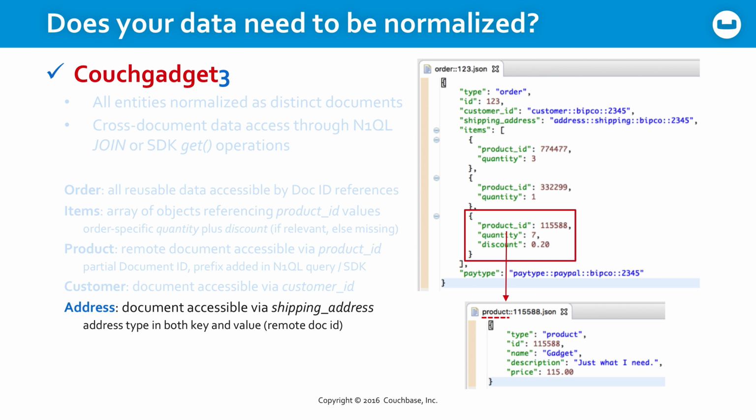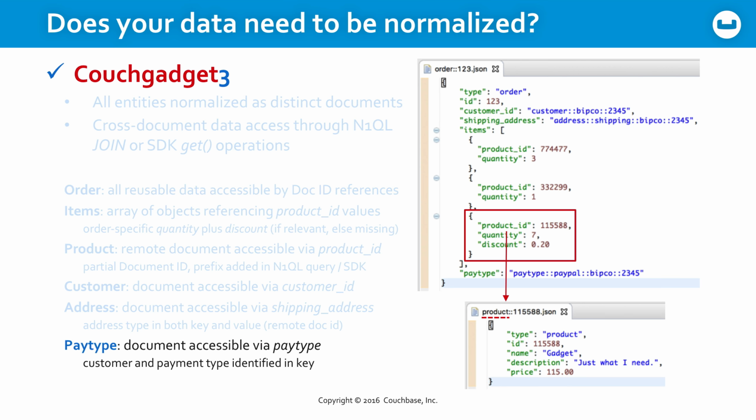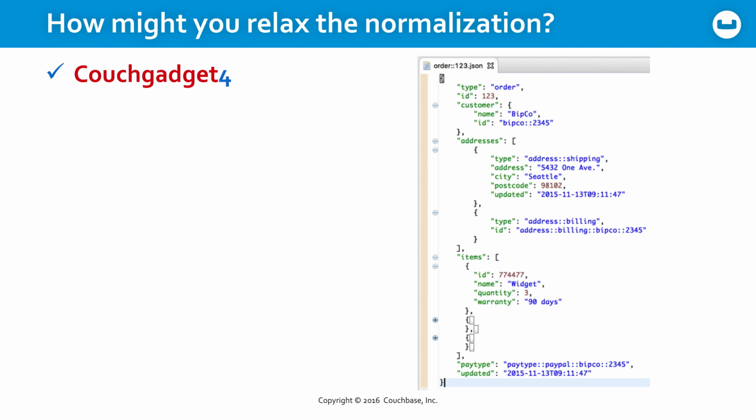Is that a good idea? Is it not a good idea? Well, this is where art comes into play in how you will end up choosing to design your documents. The pay type, here we see we have a document ID, pay type PayPal, with both customer and payment type identified in the key.